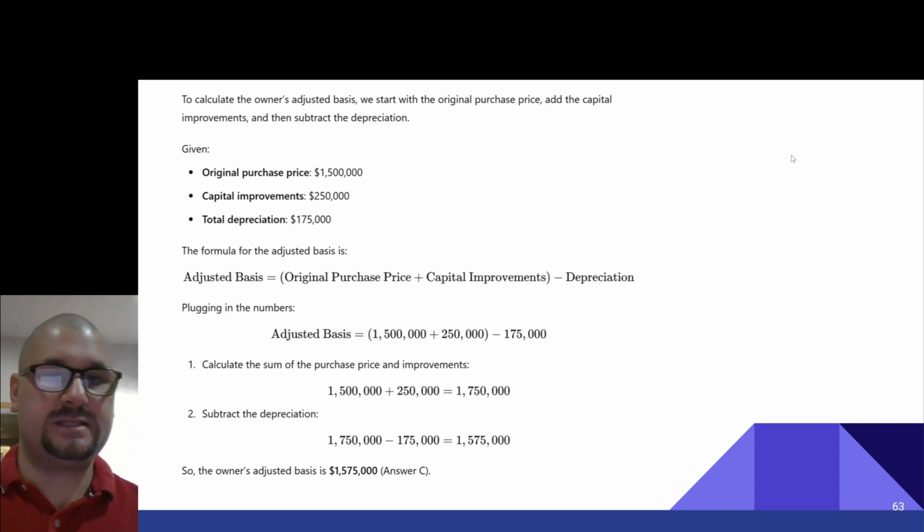So adjusted basis is going to be the 1.5 million plus the capital improvements, which is 250,000, and then you subtract the depreciation, which is 175,000. So you calculate the sum of the purchase price and the improvements. 1.5 million plus 250,000 equals 1.75 million. Now you subtract the depreciation. 1.75 million minus 175,000 equals 1.575 million.